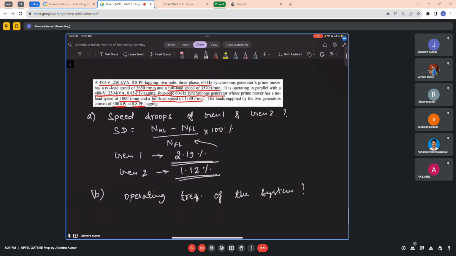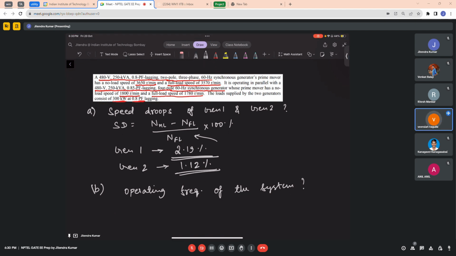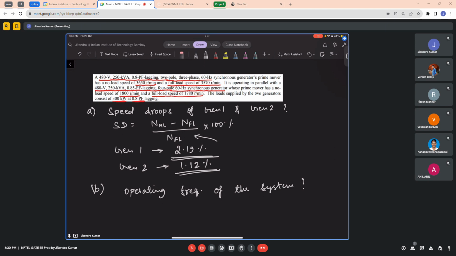So how will you find the operating frequency of the system? Based on NS equal to 125p. So, to find out the operating frequency of the system, we must be aware of the power supplied by each generator, and to know that, we must be aware of the droop characteristics, or the slope, of the machines, right?